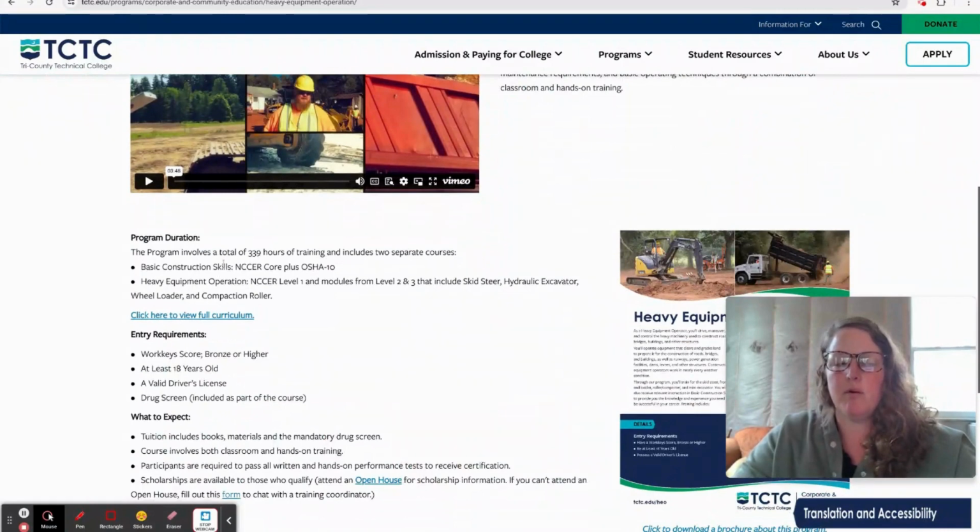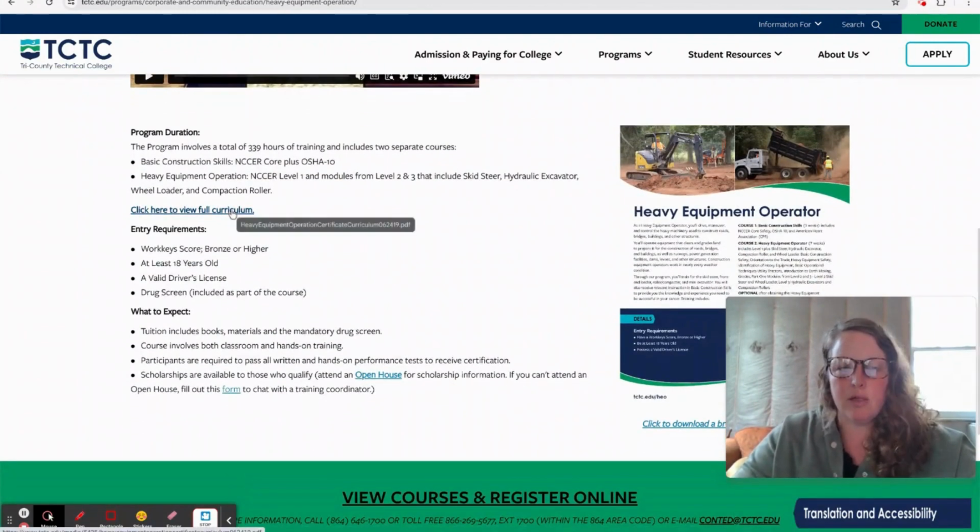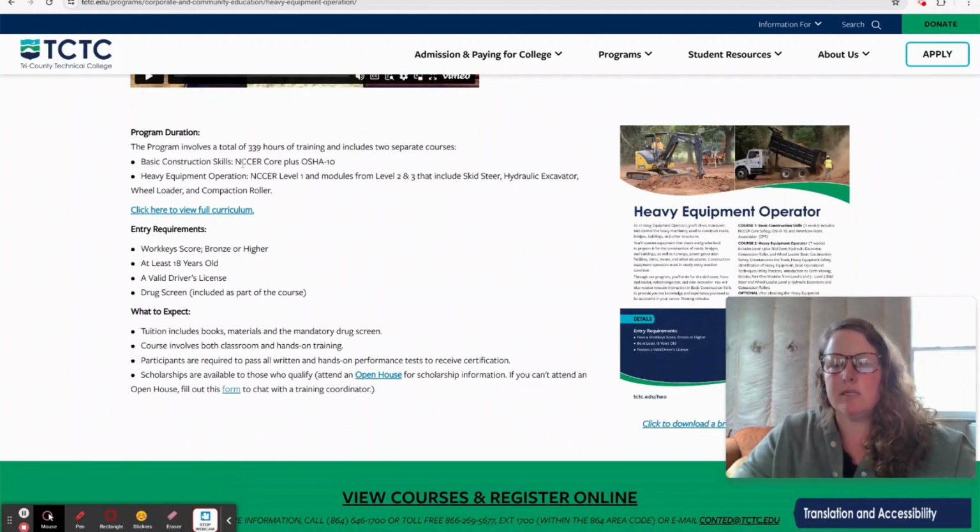Program duration: the program involves a total of 339 hours of training and includes 2 separate courses. So 2 courses. You can view the full curriculum here. It tells you what skills will be completed by the time you're done and what you'll be considered. So when you go to apply for a job, you'll have all of these qualifications. And then there is tuition for this.